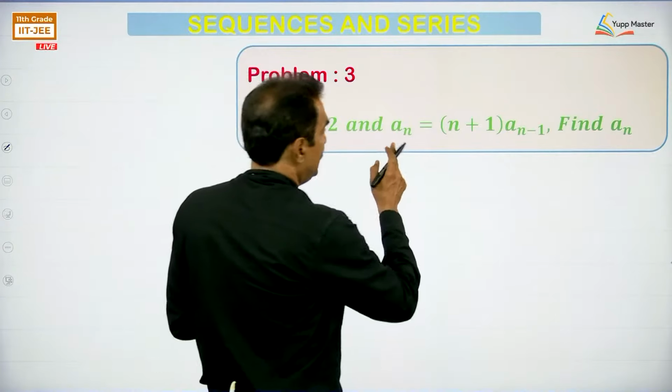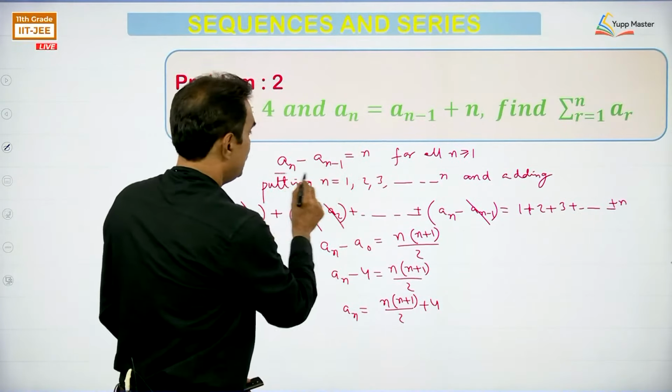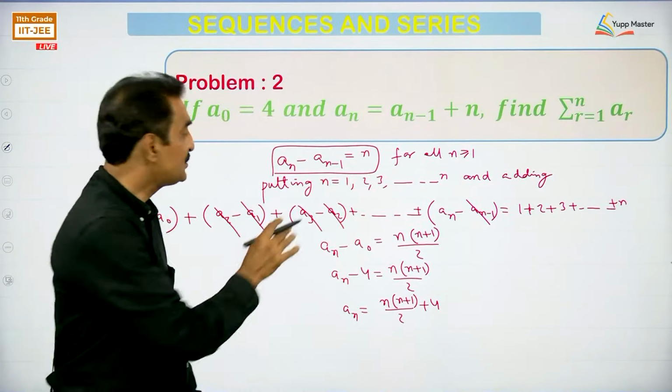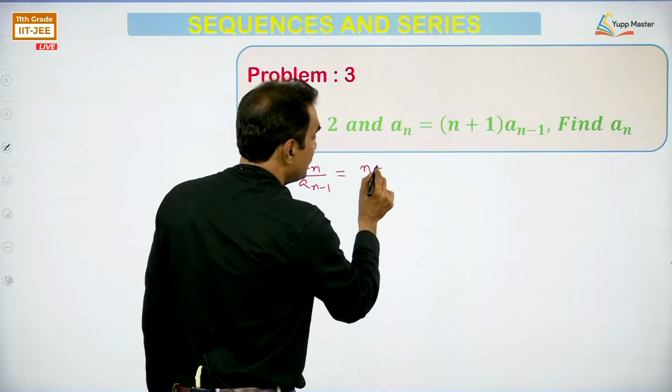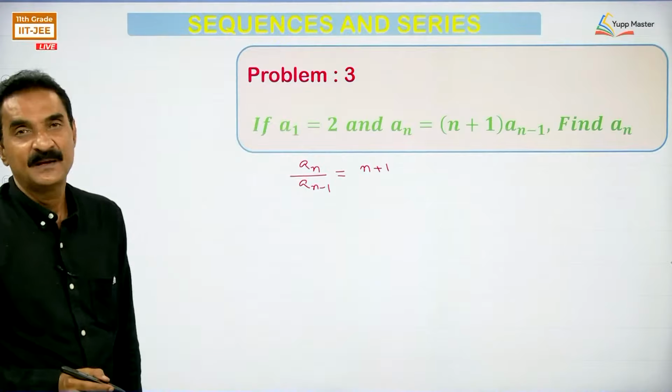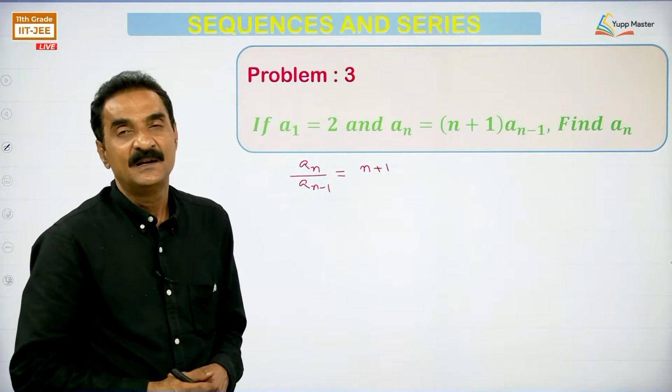Now, in the earlier question, because it was in the form of a telescopic relation, nth term of a telescopic relation, we used telescoping series summation. Alright. In this case, an is n plus 1 into an minus 1. So, taking an minus 1 to the left hand side, an by an minus 1 is n plus 1.